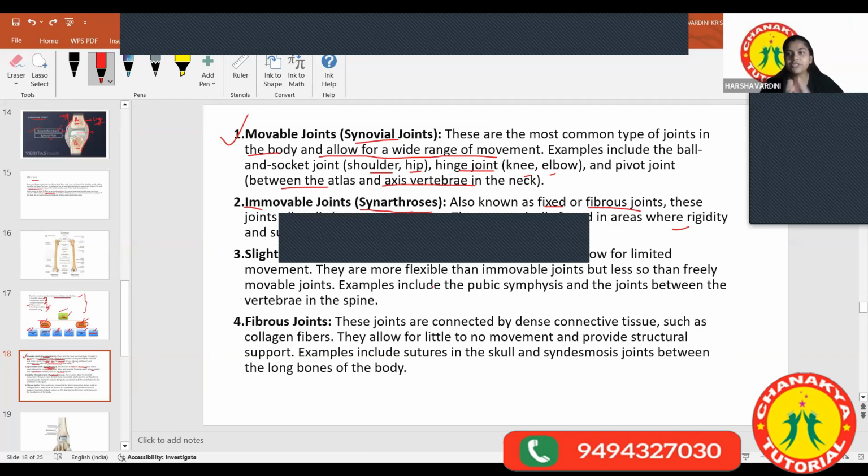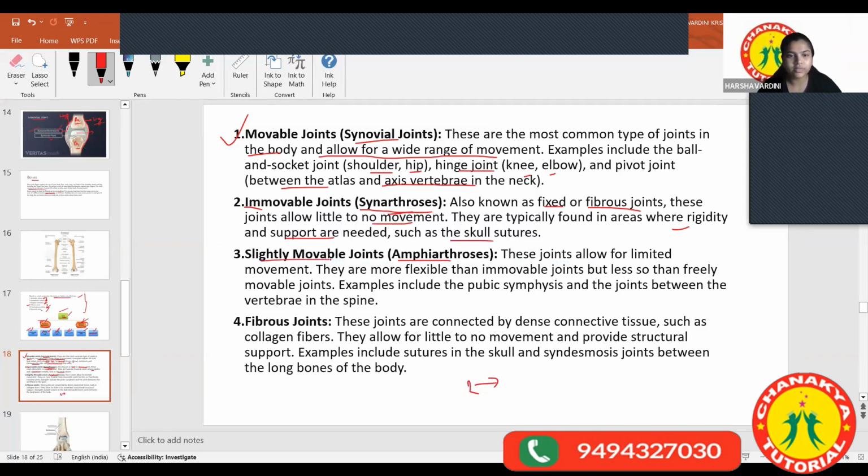So amphi means two. The word amphi means two. So amphiarthrosis, slightly movable. These joints allow for limited movement. They are more flexible than immovable joints, where you cannot move at all. You can move them to some extent, but less than freely movable joints.